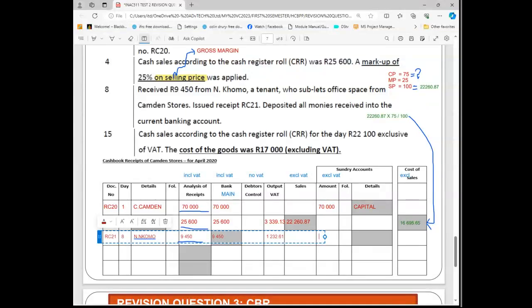9,450? No, no, no. Remember, check the column on top here. What did I write here? Excluding VAT. So 9,450 is including VAT. You cannot bring it in. So I need to calculate excluding VAT for it. You can easily find the difference between the two.